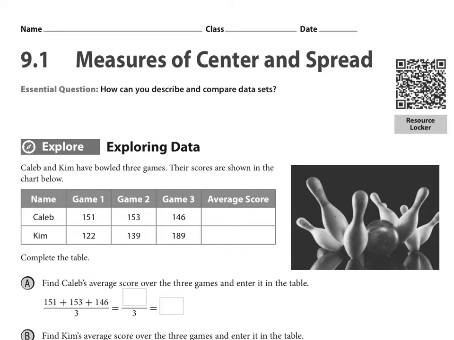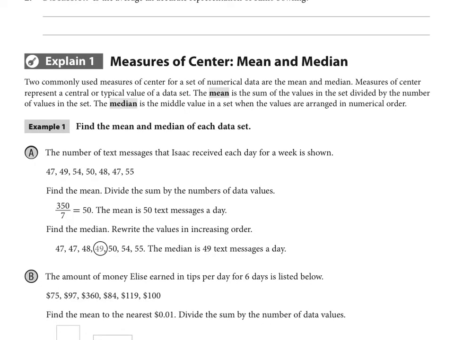So this first part is 9.1. We're going to talk about measures of center and measures of spread. And these are just some terms, some math ways that we can measure and compare quantities of information. All right, so this first part is going to be mostly definitions. So make sure that you get good definitions down and how to calculate them because we're not really going to do a ton of examples.